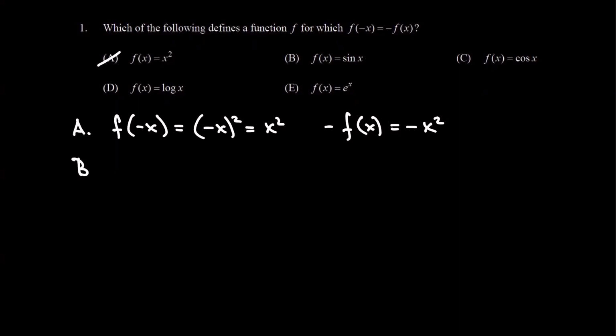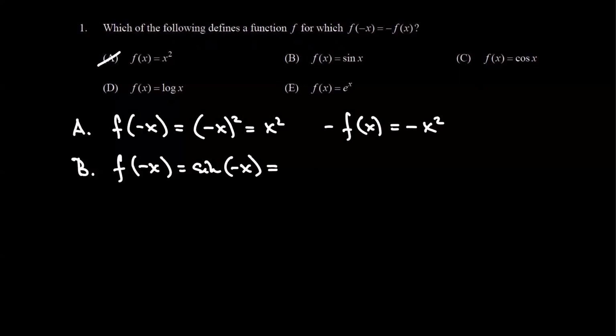Let's see for B. So f of negative x is equal to sine of negative x. And if we recall that sine is actually an odd function, then at that point we know that this is equal to negative sine of x. And negative f of x is equal to negative sine of x. So we see that both of those are equal to each other, and so the correct answer here is B.